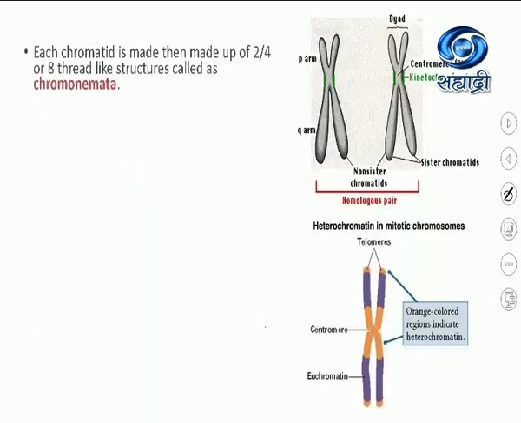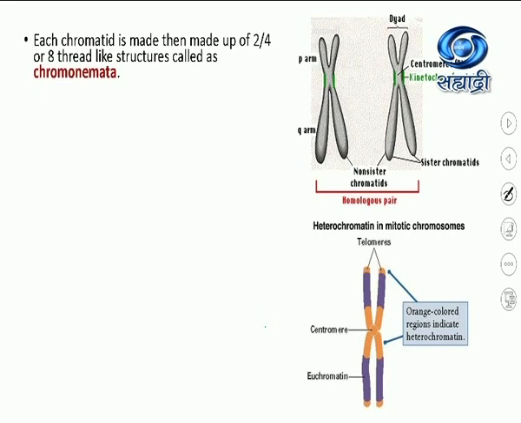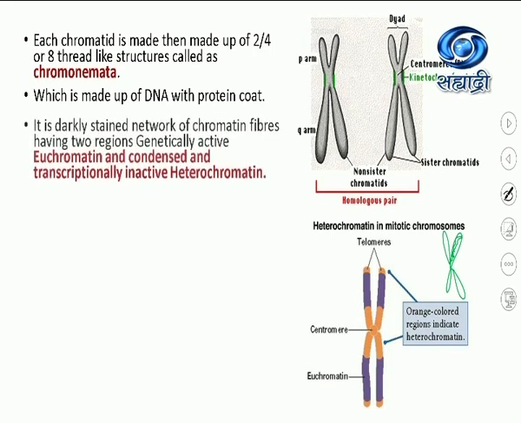Let us proceed. Each chromatid is made of 2, 4 or 8 thread-like structures, which are called chromonemata. So each chromatid, this was one chromatid, this one, second, three. This is internally again made up of coiled thread-like structures, which are called chromonemata. What is the chromonemata made up of? We know the nucleosome structure. It is made up of DNA and a protein coat, histone proteins.